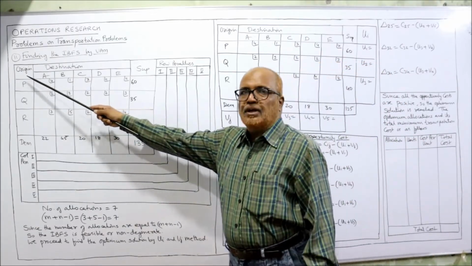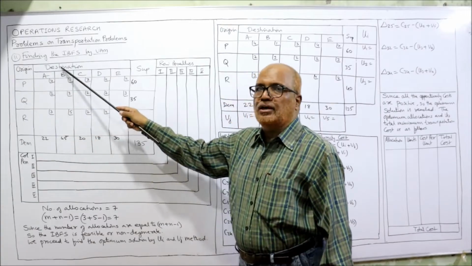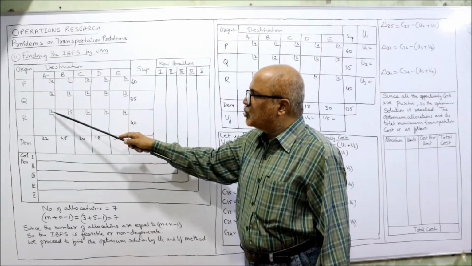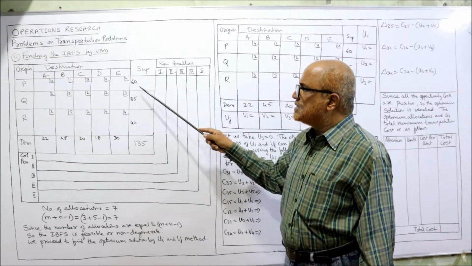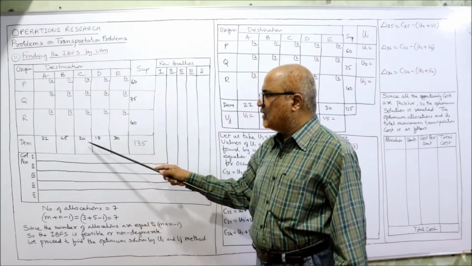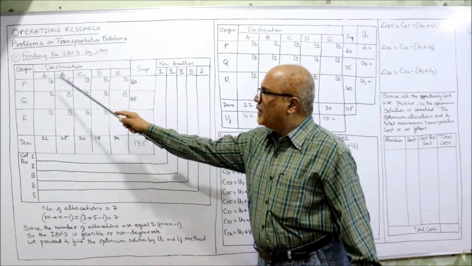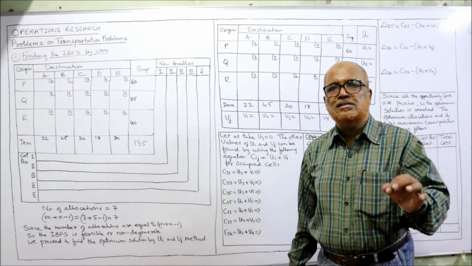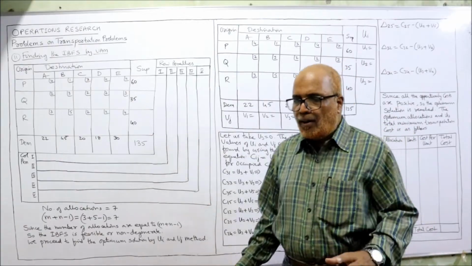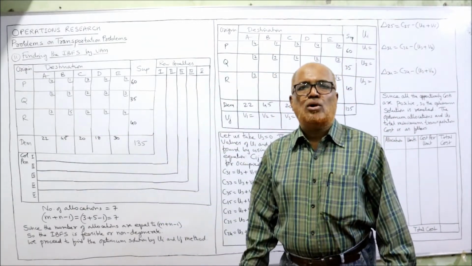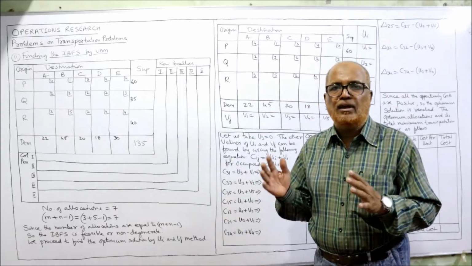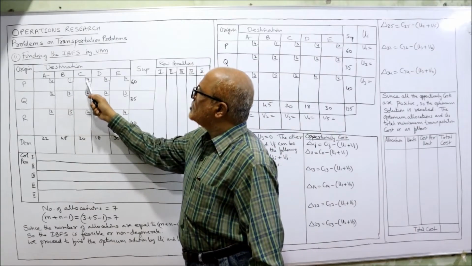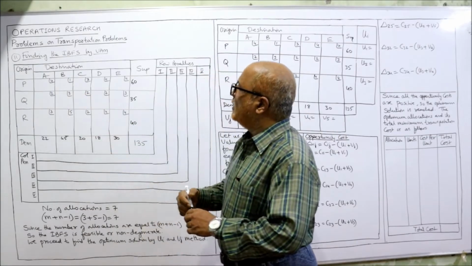Now, the origin factories are P, Q, R, and the destination depots are A, B, C, D, E. I have taken all the unit costs as given in the problem, and the supplies 60, 35, 40, and the demands 22, 45, 20, 18, 30, total 135. This is the complete problem given. Now I have opened row penalties and column penalties, as required by VAM. Penalty is the difference between the smallest cost and the next smallest cost in every row and column. In the first row, the minimum is 1, the next minimum is 3, so 3 minus 1 is 2.